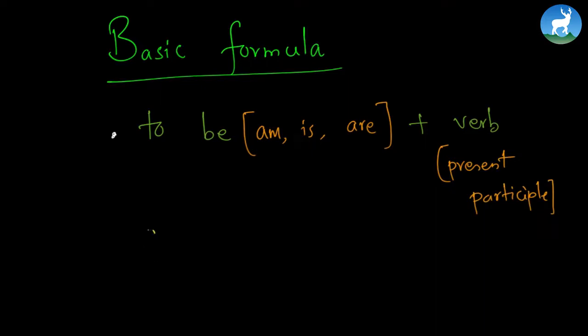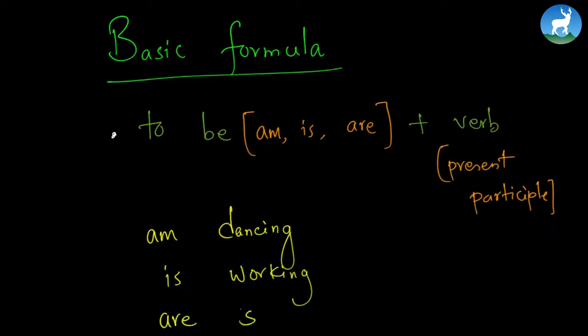For example, I can say I am happy. No, that's not present continuous. So I can say I am dancing, or I can say something like he is working. So I'm not writing the subject obviously. Or I can say you are sleeping.